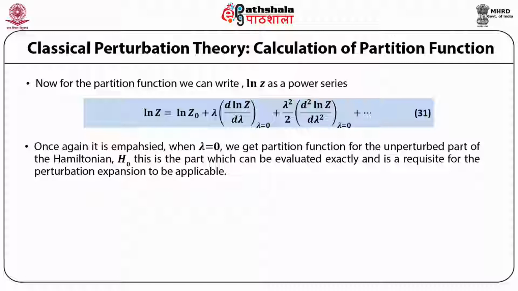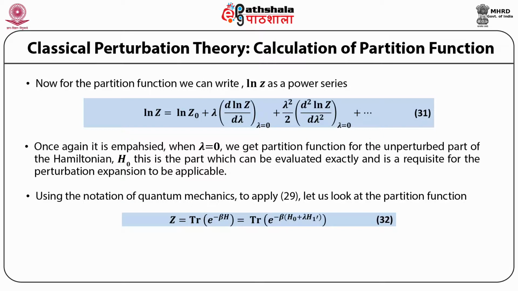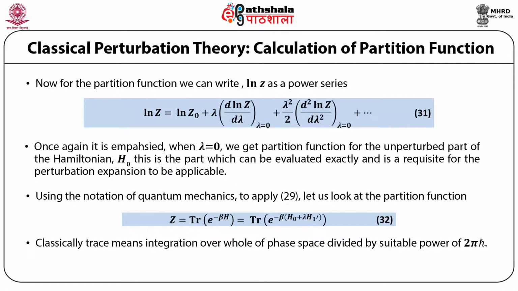Using the notation of quantum mechanics, to apply this, let us look at the partition function Z equal to trace of e raised to power minus beta H, equal to trace of e raised to power minus beta multiplied by (H naught plus lambda H1 dash). Classically, trace means integration over the whole of the phase space divided by a suitable power of 2 pi h bar.